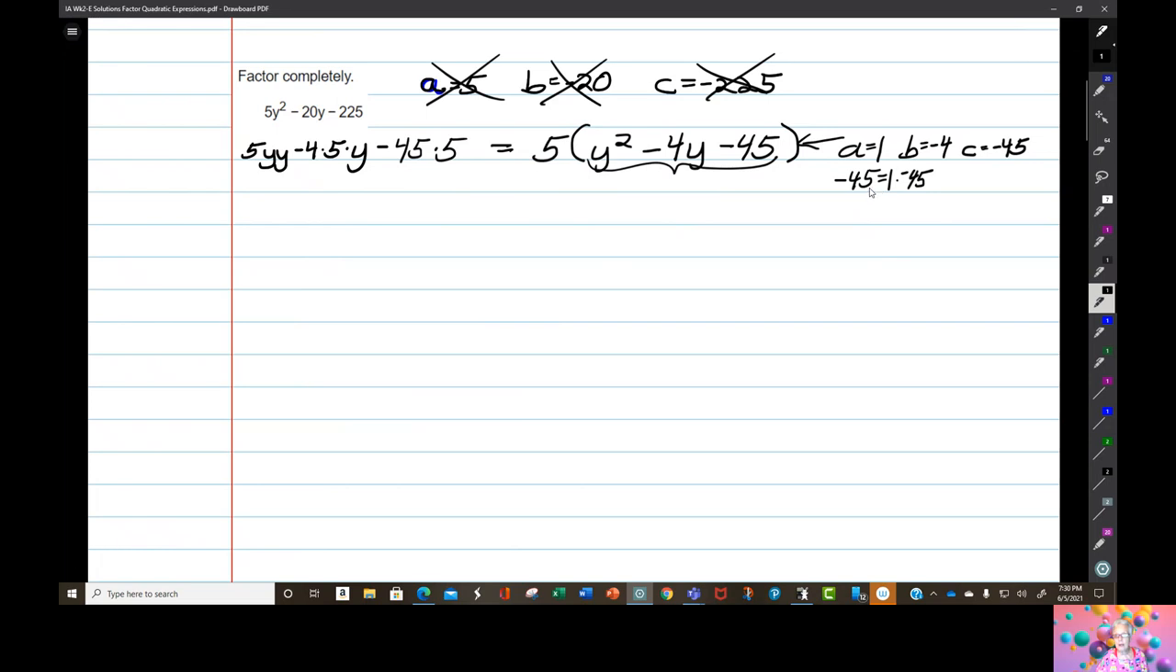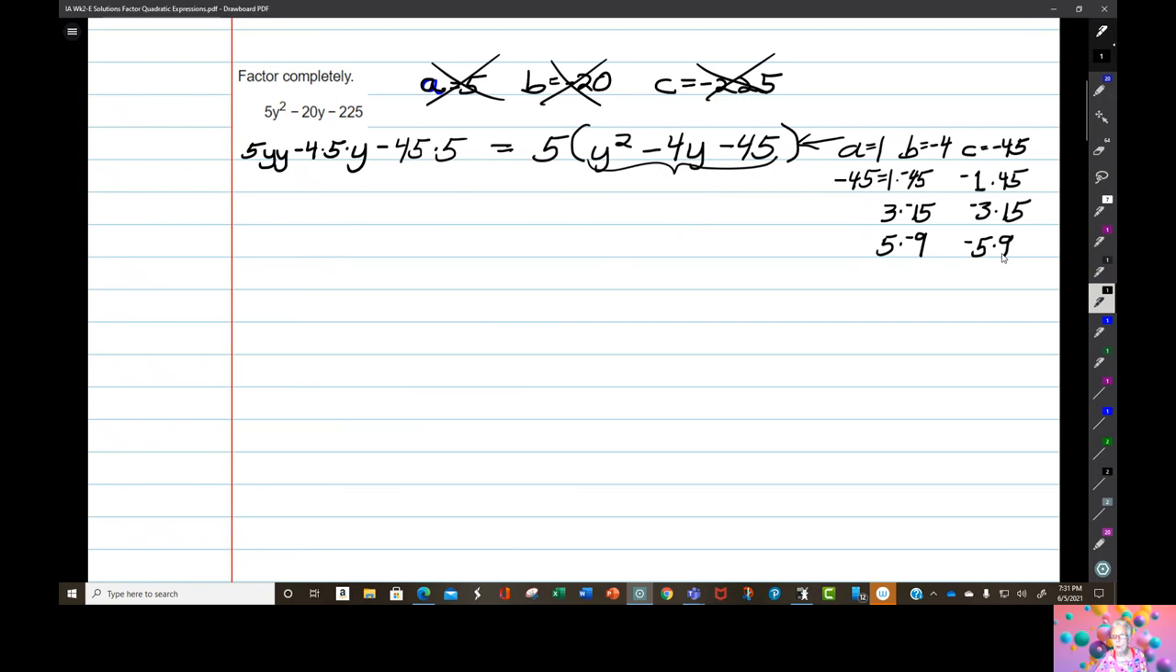2, no, won't go evenly. 3, yes, 3 times negative 15. Not 4, but 5 times negative 9. And are there more? Might be it. 6, 7, 8, 9. 9 times negative 5, so it starts again, it turns around again. Let's go ahead and do this. Negative 1 times 45, negative 3 times 15, and negative 5 times 9. Remember, you have a calculator. No problem. You can do this on your calculator.